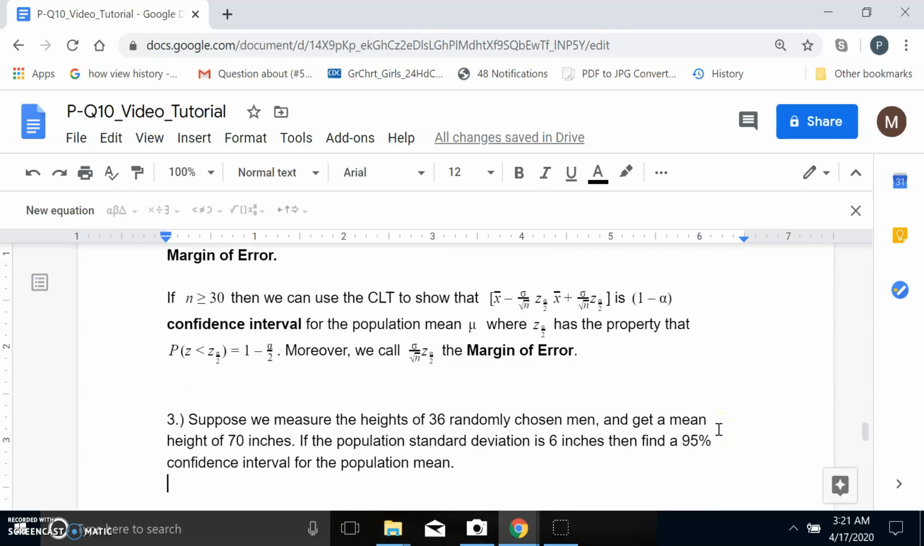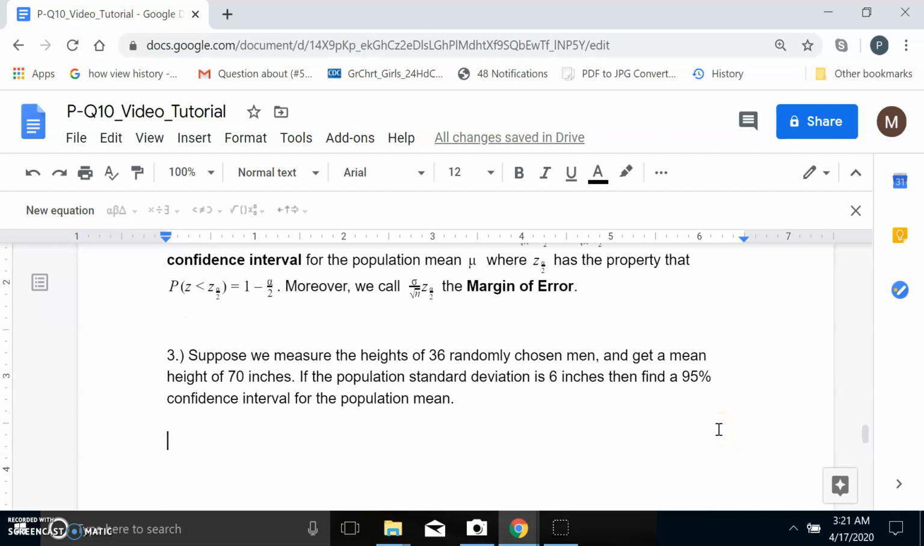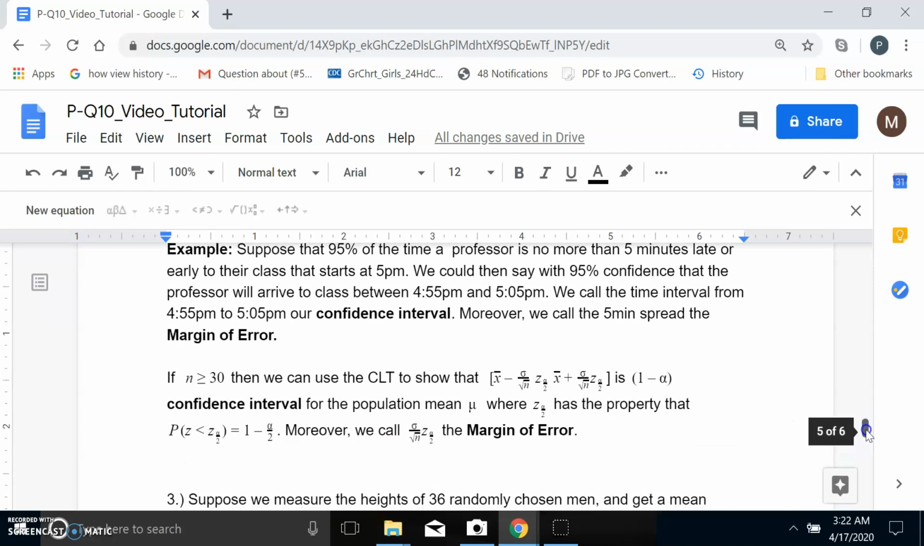Okay, so let's look at an example. Suppose we measure the heights of 36 randomly chosen men and get a mean height of 70 inches. If the population standard deviation is 6 inches, then find the 95% confidence interval for the population mean. Okay, so let's do this here. In our case, we have 0.95, that's our confidence level. Over here, the 1 minus alpha is the confidence level. So I set 0.95 equal to 1 minus alpha.